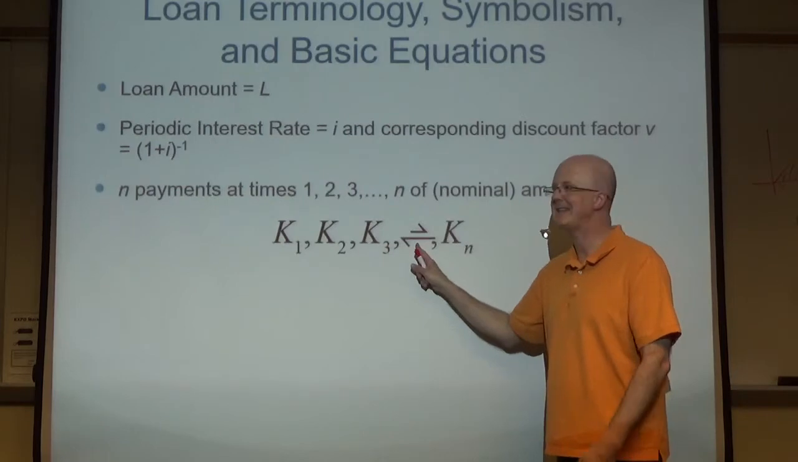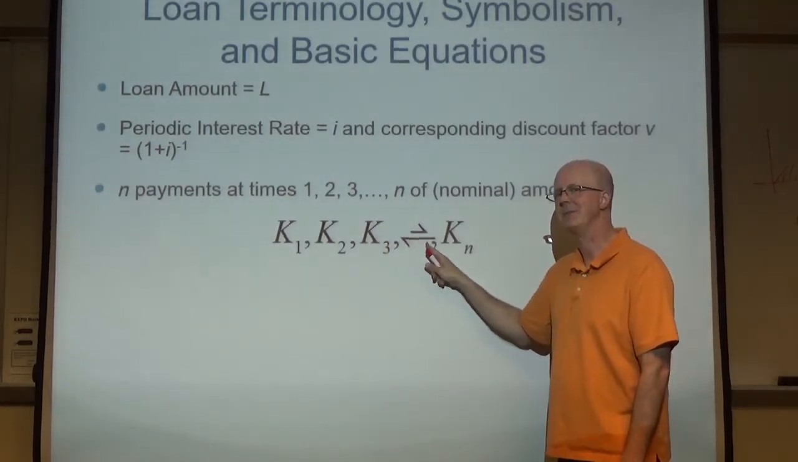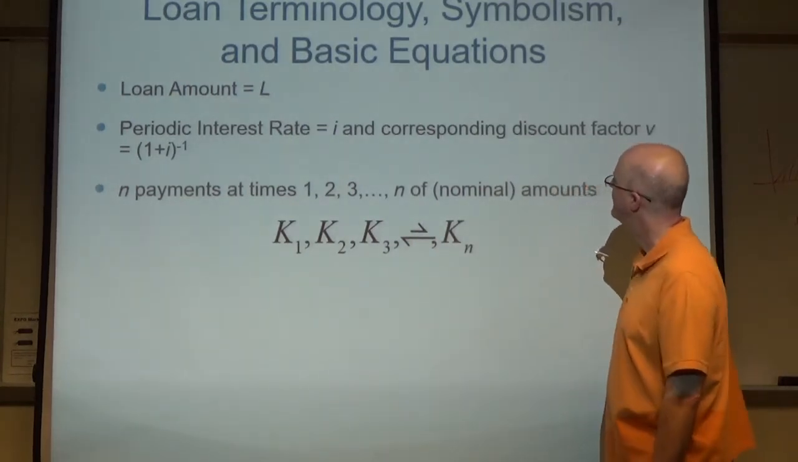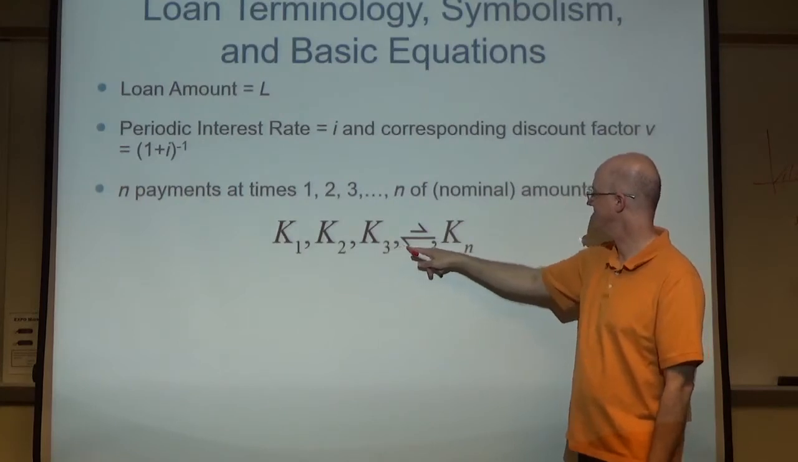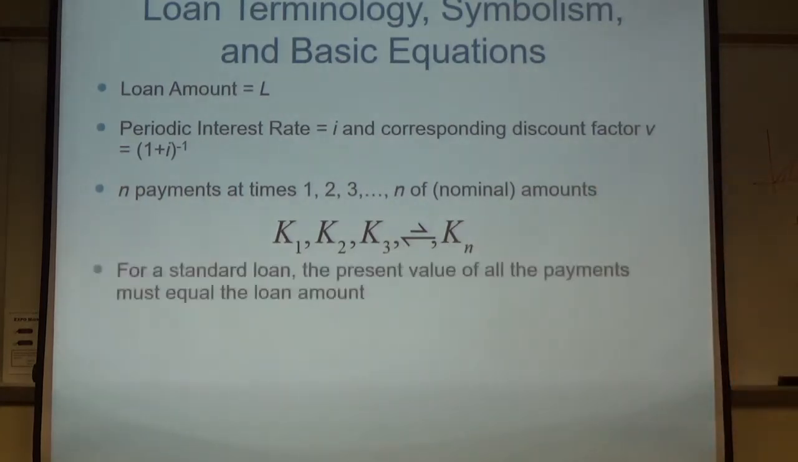What's this funny thing? That's the problem of trying to go from a Mac to a PC. This is supposed to be a dot, dot, dot, and I didn't realize this would happen until just now. Okay, K1, K2, K3, dot, dot, dot, Kn are our payments.